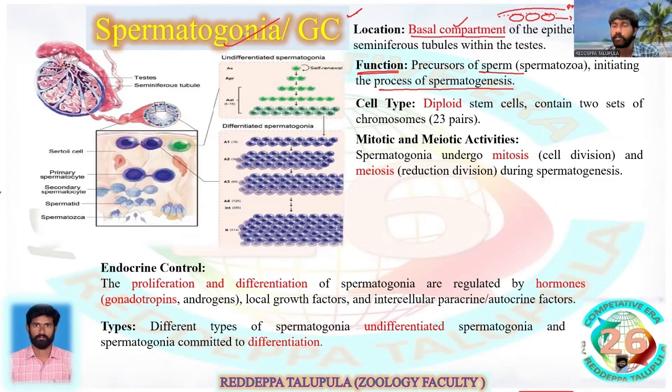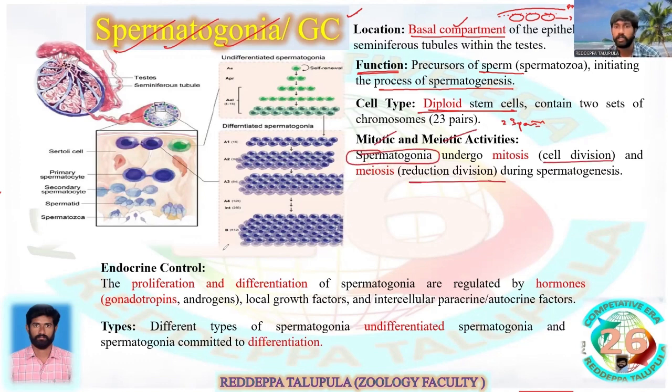That means spermatogonia act as the precursor of the spermatocytes, which will be converted into spermatids, from which the sperms, after having morphological changes, will be developed. All those things happen because of the spermatogonia. Cell type: it is diploid in stem cells, containing 2 sets of chromosomes, that means 23 pairs of chromosomes will be present. Both mitotic and meiotic divisions happen in the spermatogonia.